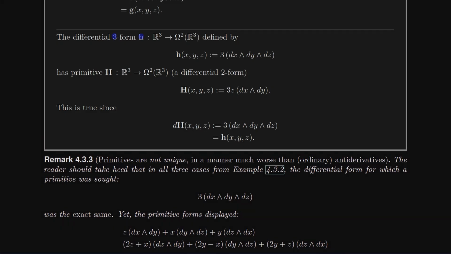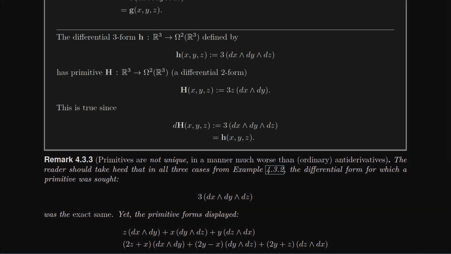Here's the differential 3 form h. H of x, y, and z is 3 dx wedge dy wedge dz. Same form as before. And now I'm going to purport that there is yet another primitive here. I'm claiming capital H, defined by 3z dx wedge dy, is also a primitive. Let's see why. Let's compute the exterior derivative on h. I can pass it directly to the coefficient at the price of a wedge. That's going to give me 3 dz, and then I'm going to rearrange dx dy dz and get exactly 3 dx wedge dy wedge dz.